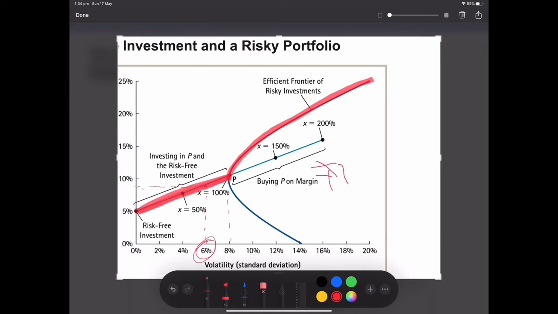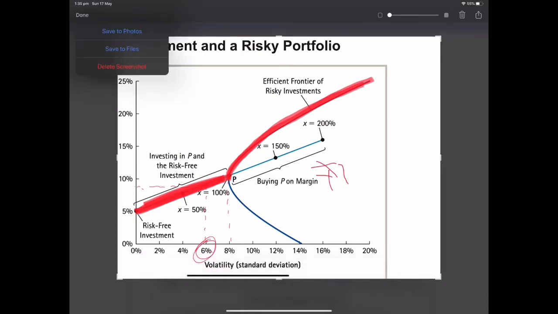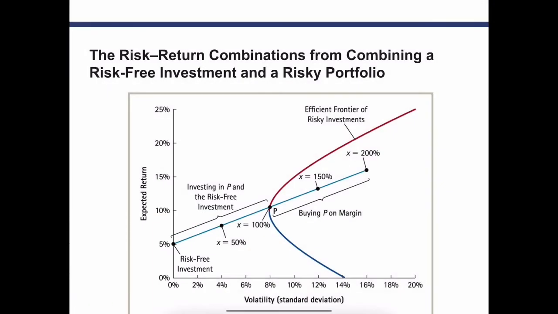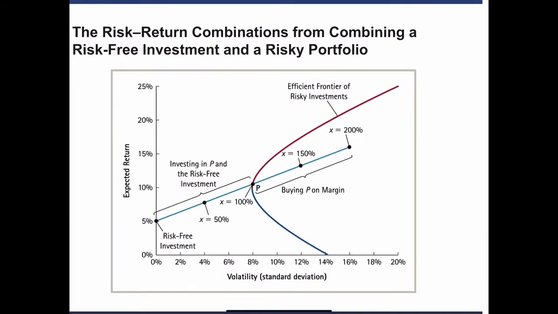So which means by investing in risk-free investment, that really extends your efficient portfolio such that the overall efficient portfolio is no longer just a curve, it becomes a line and a curve, right? Hopefully that's clear for you now. But it shouldn't stop just there. Why? Because we just randomly picked a point P.